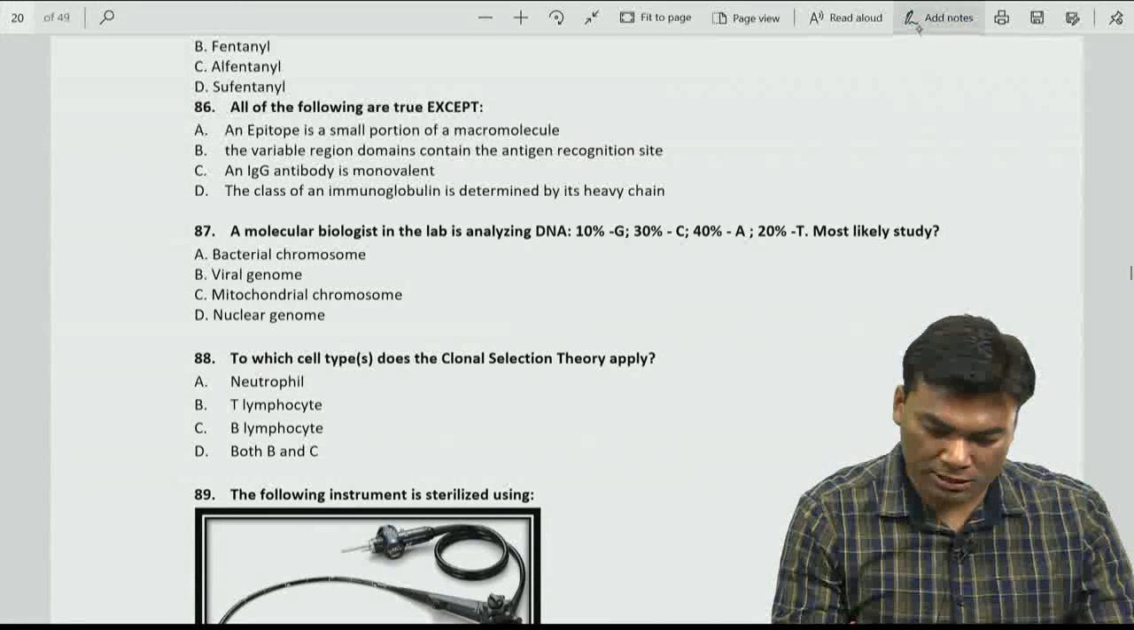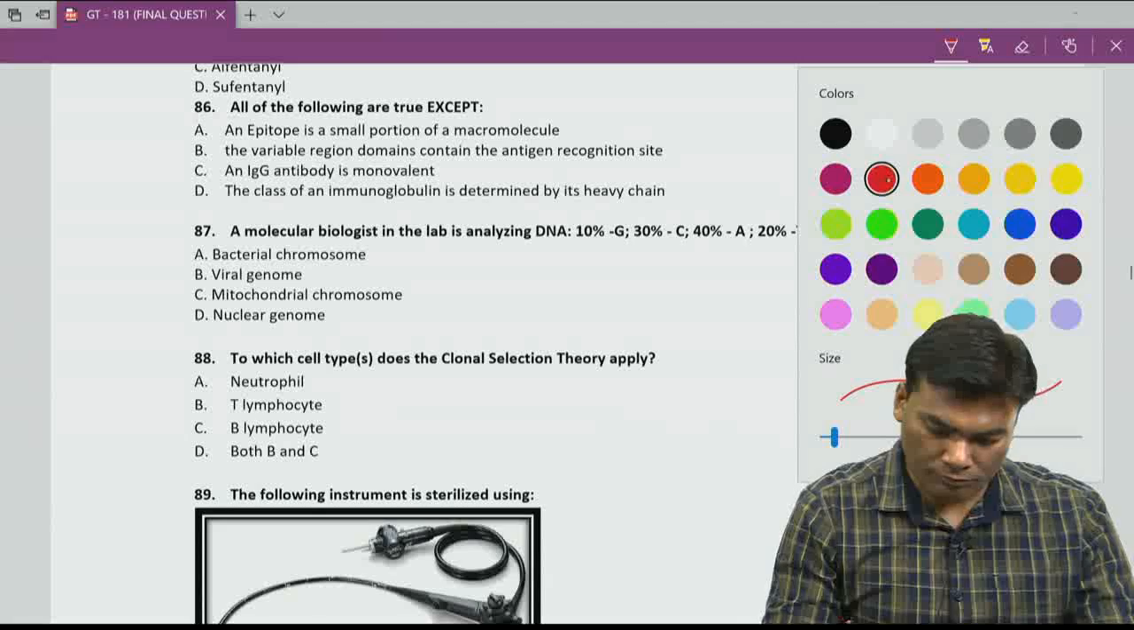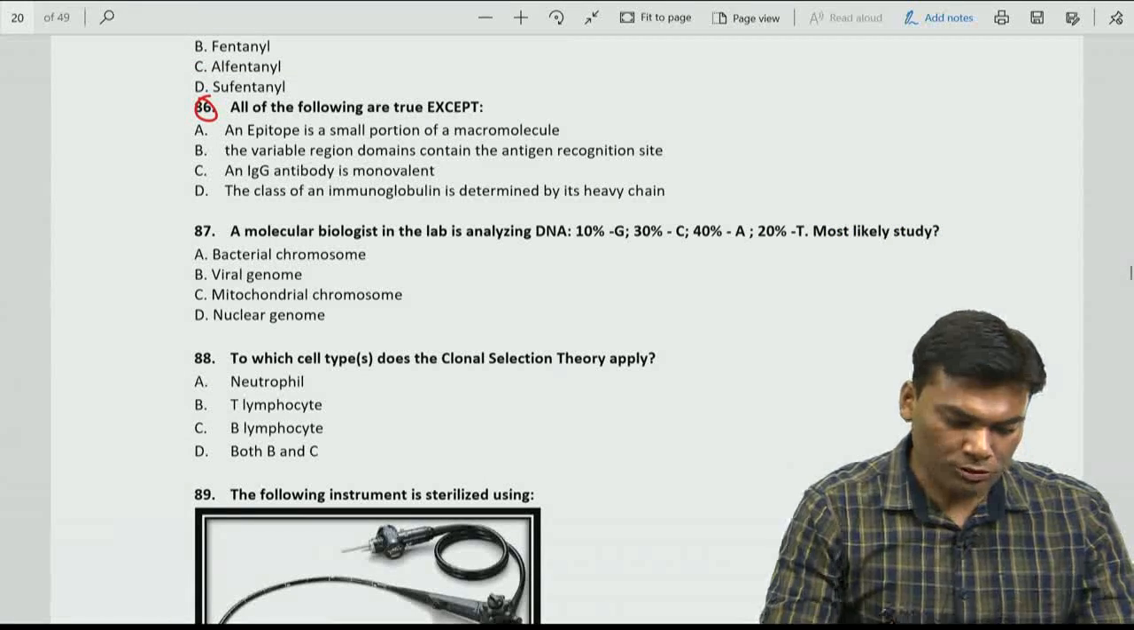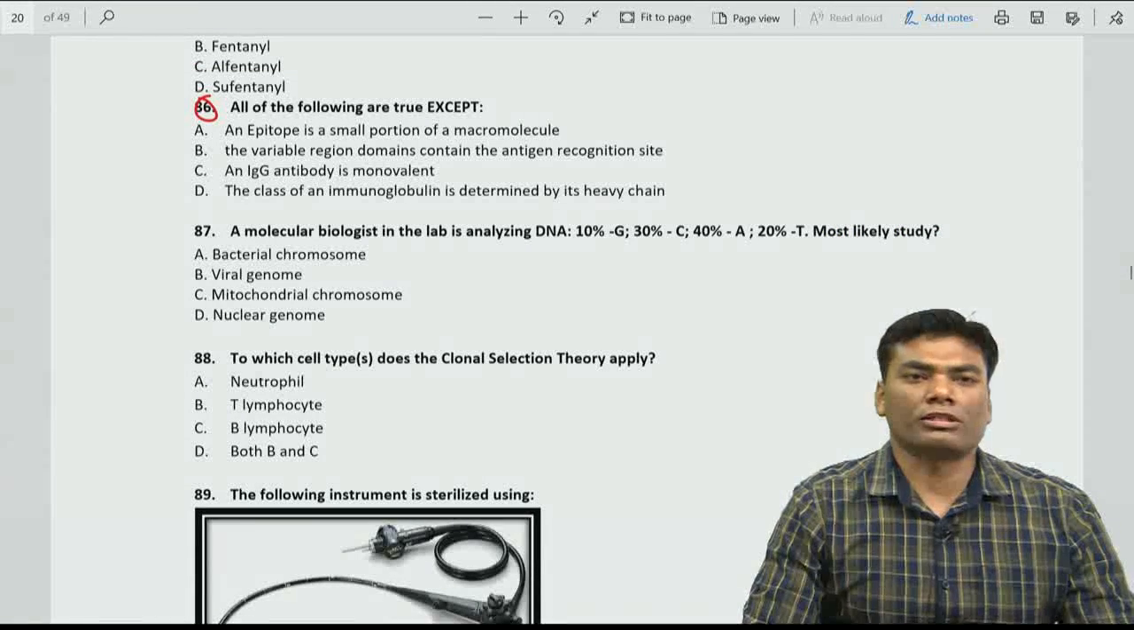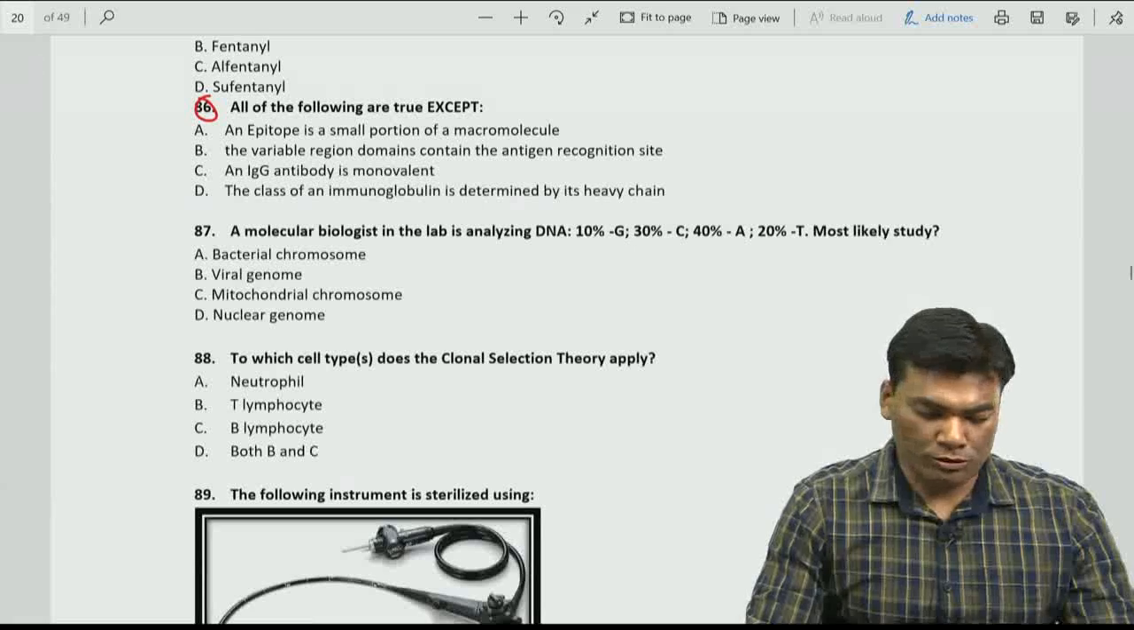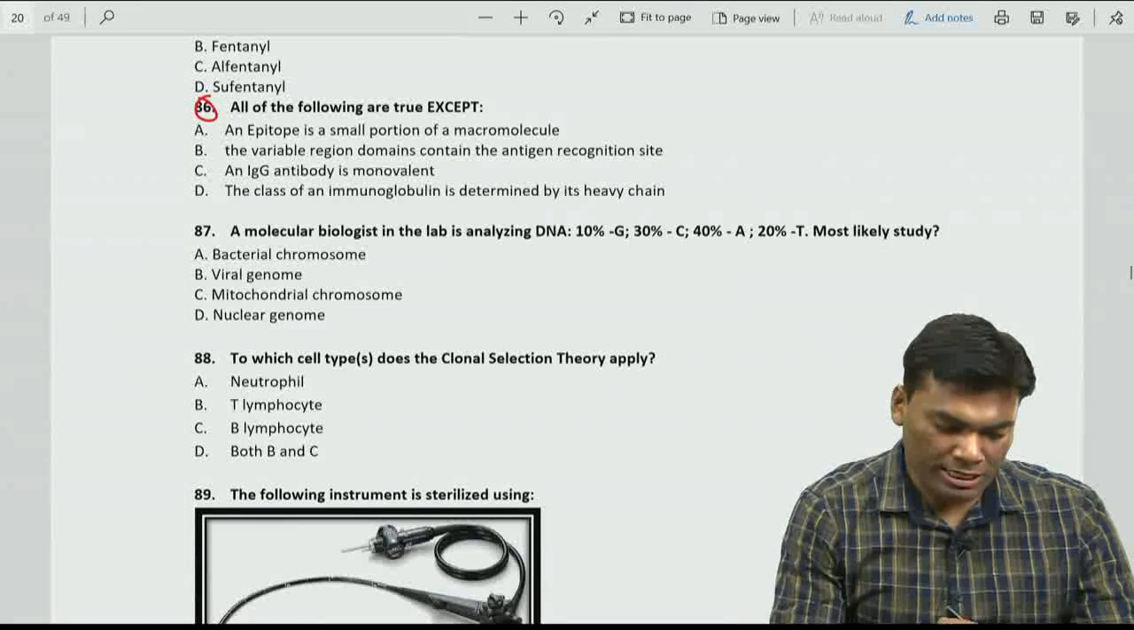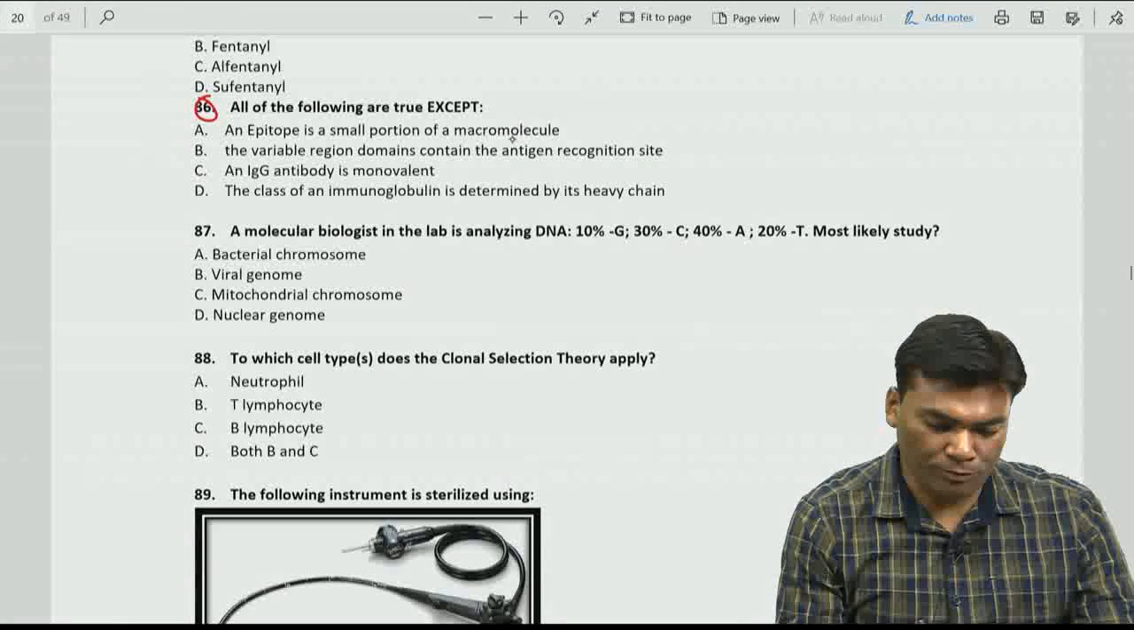Now this question is saying all of the following are true except. So now you see the first answer: an epitope is a small portion of a macromolecule.